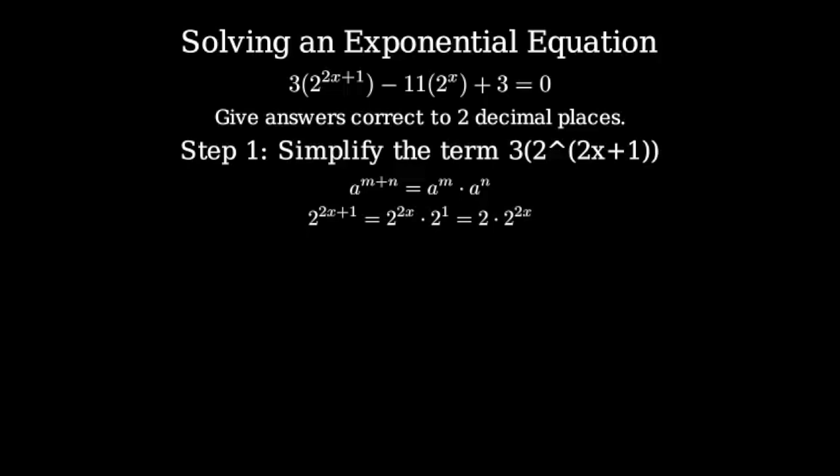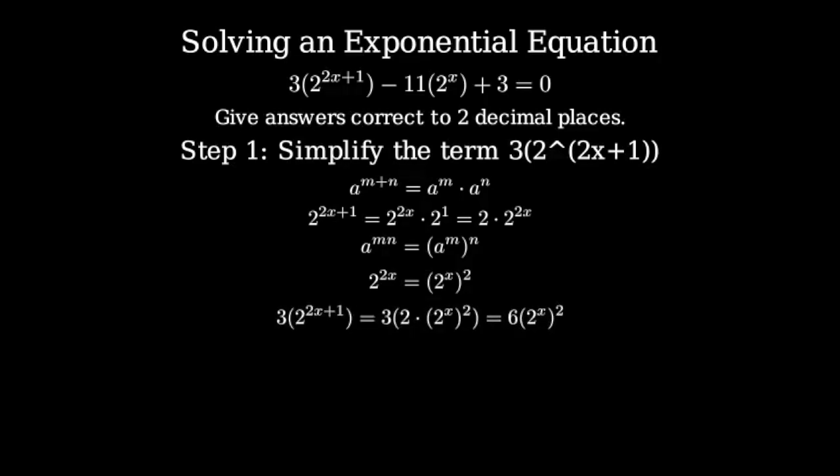Next, we use another exponent rule. a to the power of mn equals a to the power of m, raised to the power of n. So, 2 to the power of 2x can be written as 2 to the power of x, squared. Combining these simplifications, the first term 3 times 2 to the power of 2x plus 1 becomes 3 times 2 times 2 to the power of x squared, which simplifies to 6 times 2 to the power of x squared.